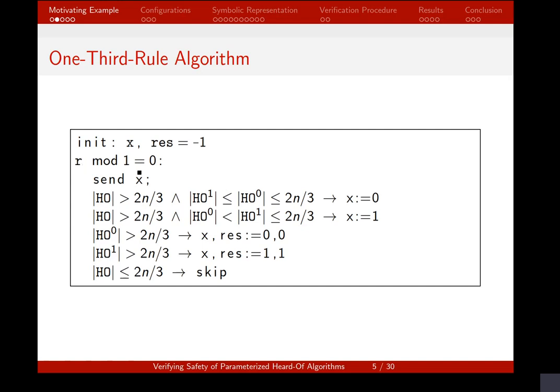Then in each round, there is just one transition that all the processes will execute. First, the processes send their x, then there is an implicit receive step in which they store the received messages in the herd-of multiset. Then there are several guarded commands provided. Guards are predicates based on the cardinality of herd-of. For example, the last one says if the cardinality of herd-of is lower than the threshold, then don't do anything. The one before that is saying if the number of occurrences of message 1 in the herd-of is larger than the threshold, then update x by 1 and decide on 1.